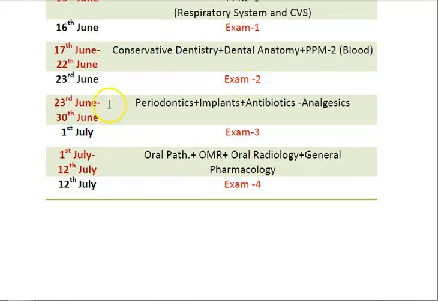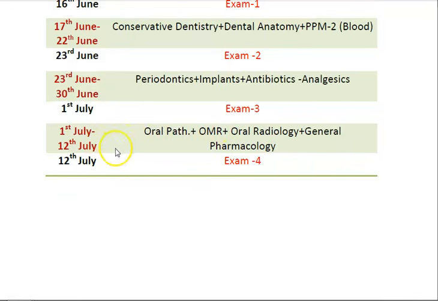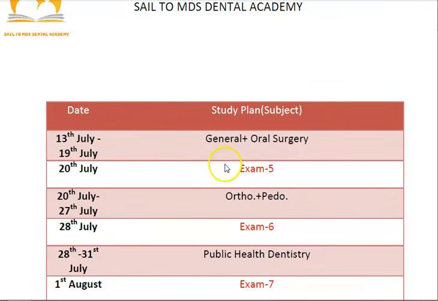Then there will be an exam. Then from 23rd to 30th June we have perio, implant, antibiotics and analgesics. On 1st July you have an exam. From 1st to 12th July we have oral path, OMR, oral radiology and general pharma, followed by an exam.